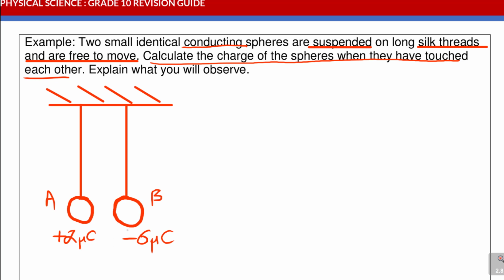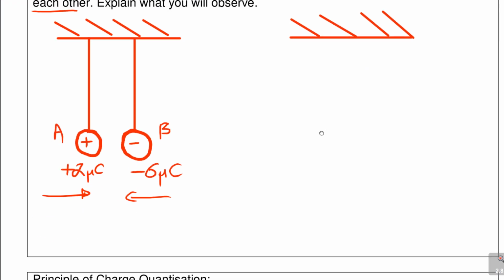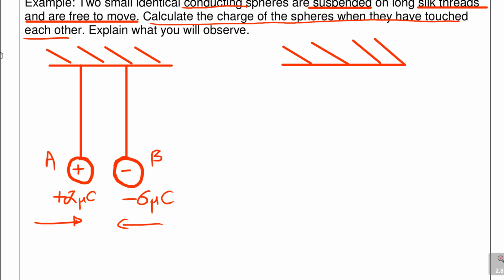What you must understand is that sometimes they ask you, what are you going to observe? If this is positive and this is negative, there is something you're going to observe. Remember, positive and negative attract, so they will move towards each other. That's what you're going to observe. You'll see A and B moving towards each other. So when they touch, the question says calculate the charge on each sphere. After touching, they're saying explain what you'll observe. But let's first do some calculations so that we can see what is going to happen. So calculate the charges on each sphere. What you use is the previous formula.